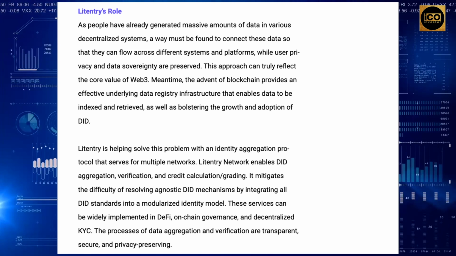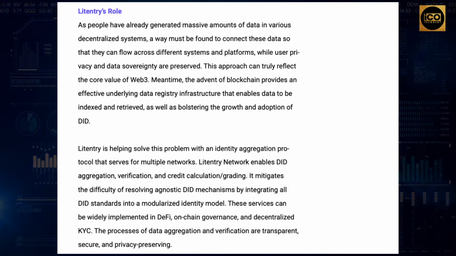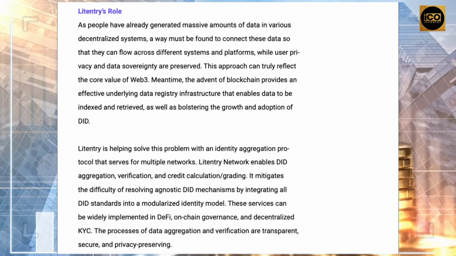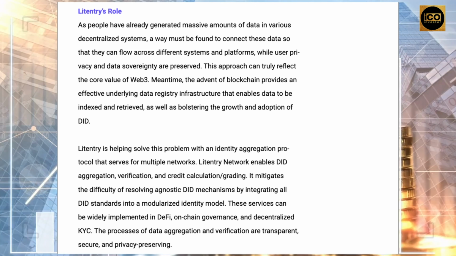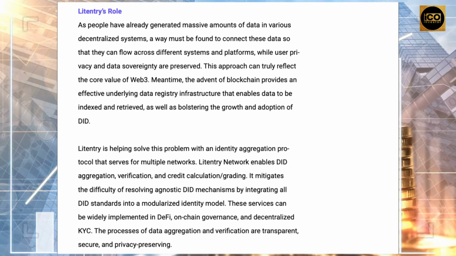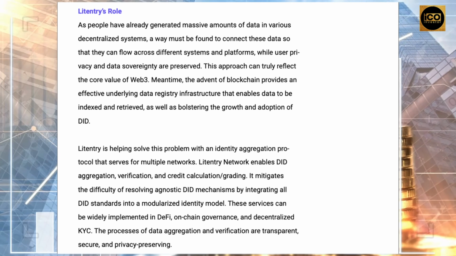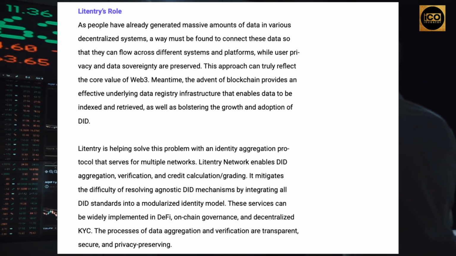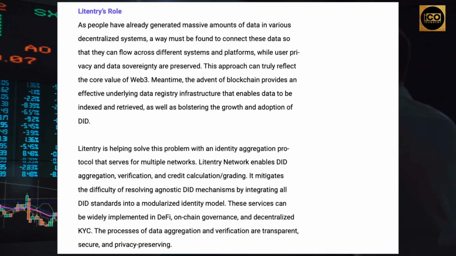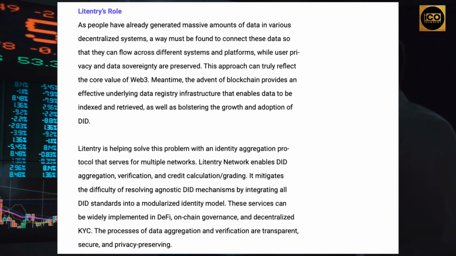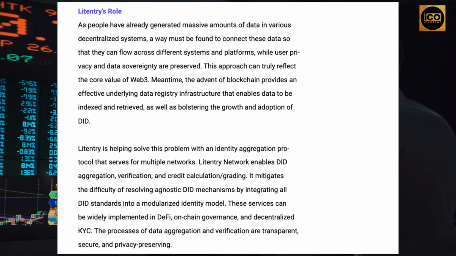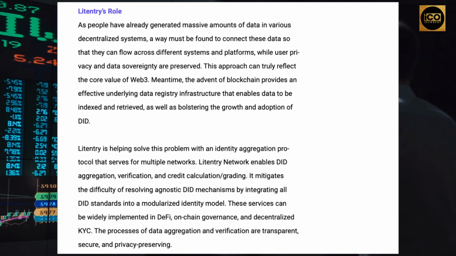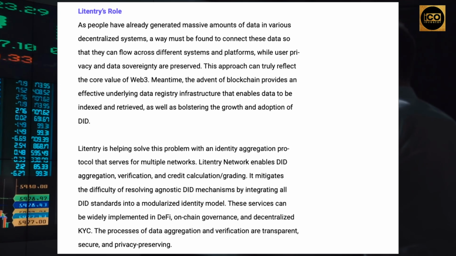Meanwhile, the introduction of blockchain offers an effective underlying data registry architecture that allows data to be searched and retrieved, as well as supporting the expansion and acceptance of DID. Litentry is assisting in the resolution of this issue by providing an identity aggregation protocol that can be used across many networks. DID gathering, verification, and credit calculation or grading are all possible using the Litentry network. It lessens the challenge of resolving agnostic DID mechanisms by including all DID standards into a modularized identity model.